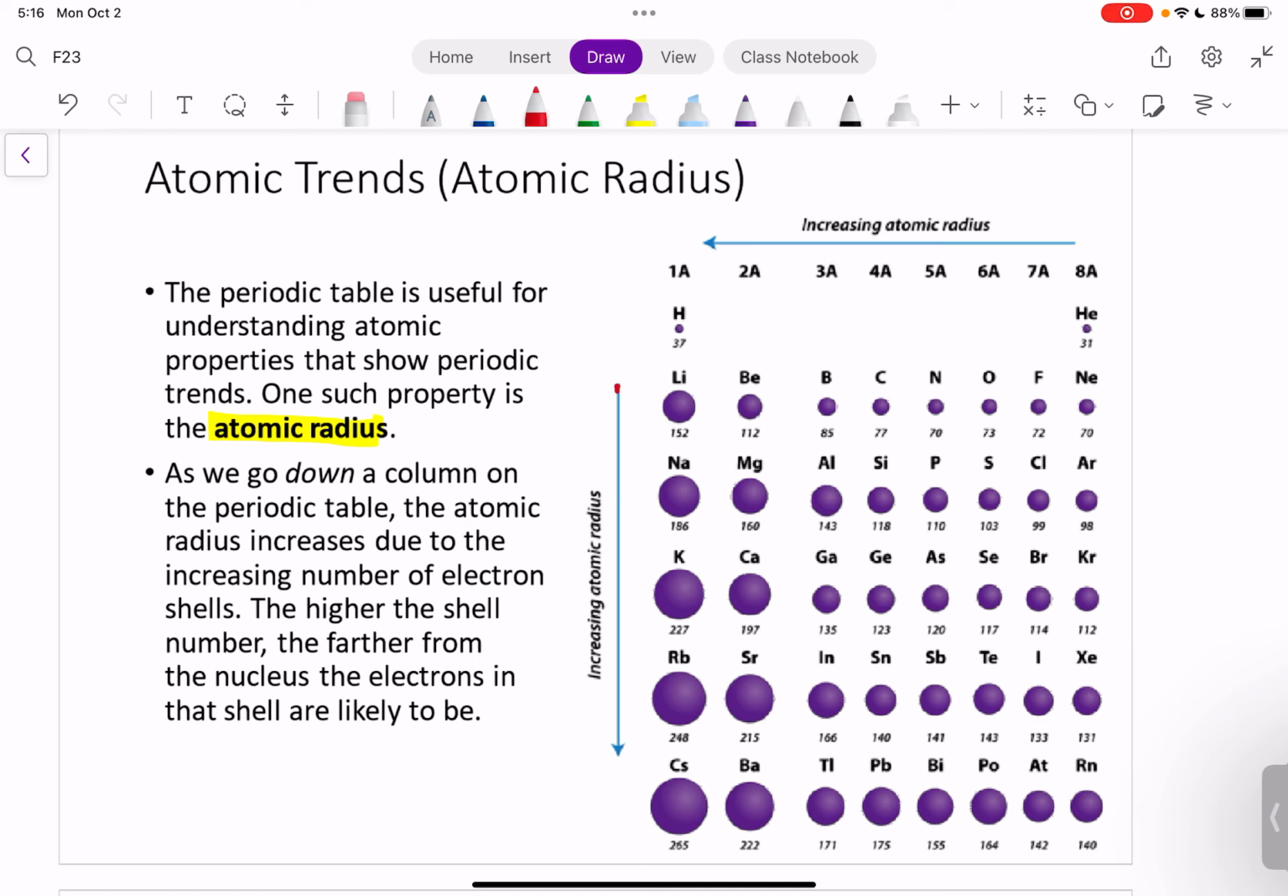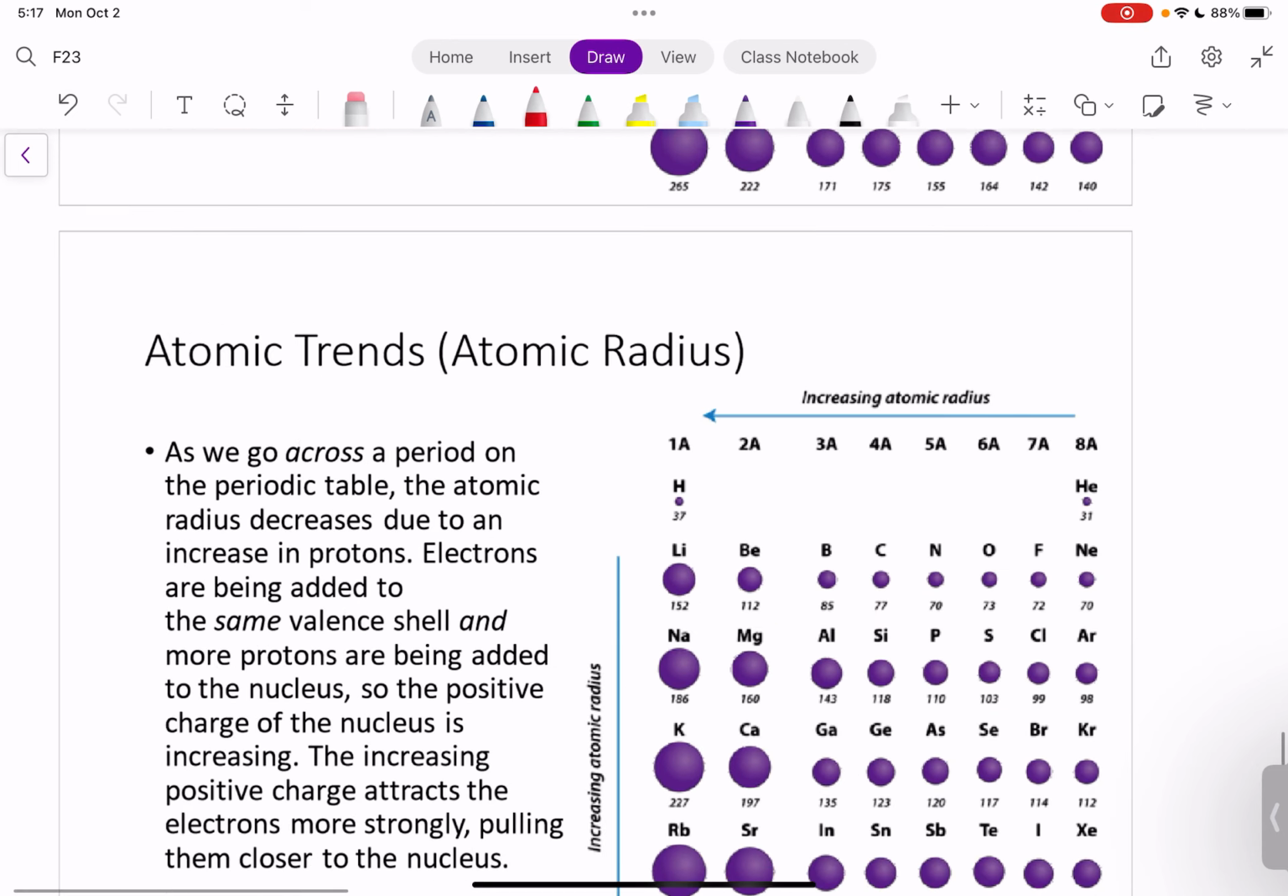All right, so as we go down on the periodic table, the atomic radius, or the size of the atom, is increasing, and that's due to an increasing number of electron shells. Remember, we talked about shells, so we've got an inner shell, we've got the next shell, and so on. However many shells there are dictates how large that atom's going to be. So the higher the shell number, the farther from the nucleus the electrons in that shell are likely to be, and the larger that atom is. So that's as you go down the periodic table. That atomic radius increases.